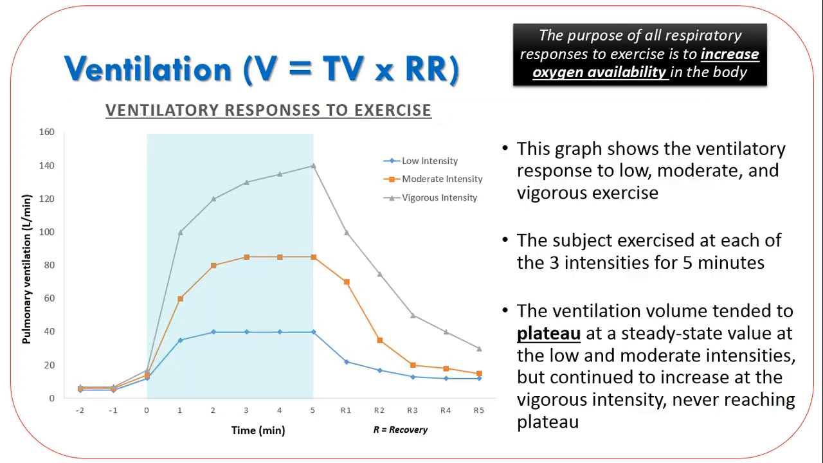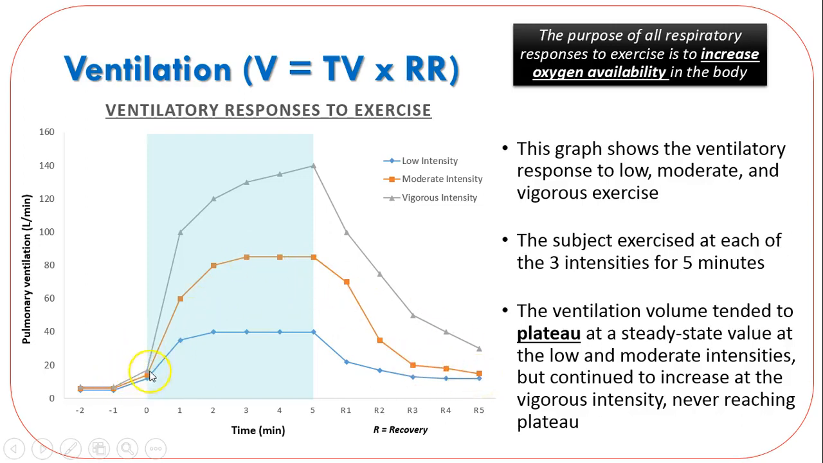Okay, so if we look at our responses to exercise in this graph, you can see that at low intensity, we've got this anticipatory rise, and very quickly, within 2 minutes, we've reached that ventilation rate that is enough to meet the oxygen demands of what we are doing. And very quickly, we return back to our resting levels. If we look at moderate intensity work, it takes us a little bit longer to reach that plateau. Okay, so 3 minutes in this example.